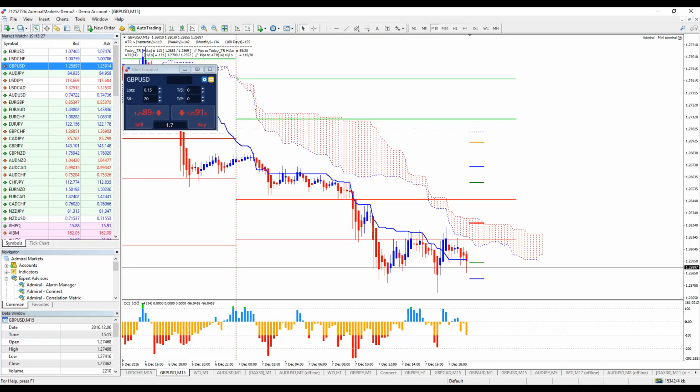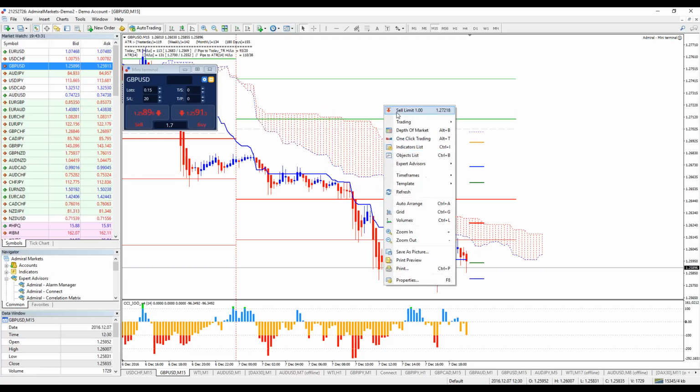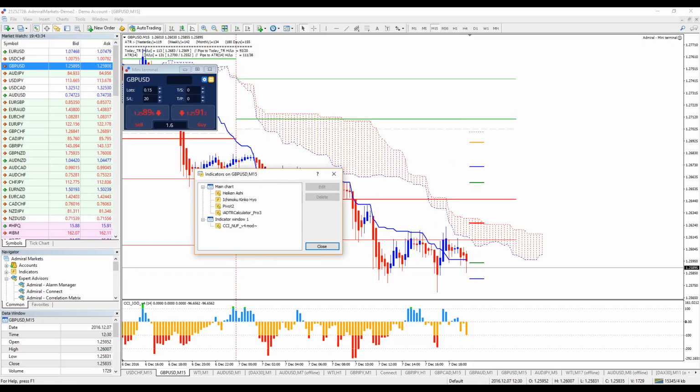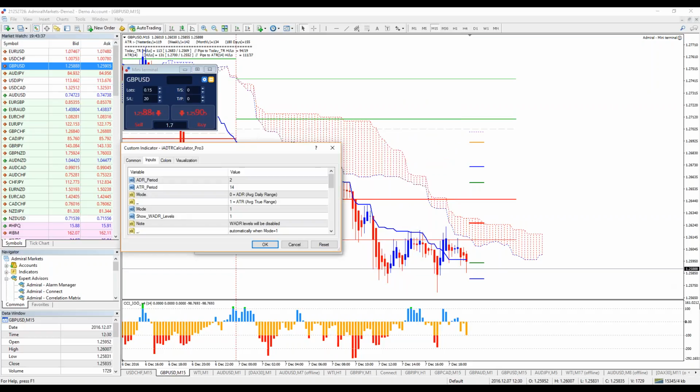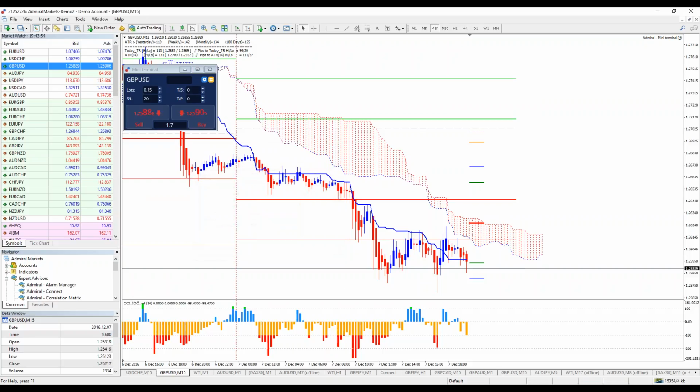Shazar is asking, can you please show again where to put on 14 days? Here, indicators list, go with calculator here, okay, here, and you just need to press here, 14, and it will be okay. Okay, so it's very easy.